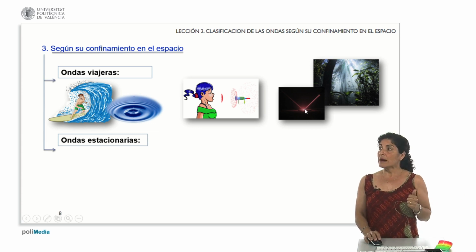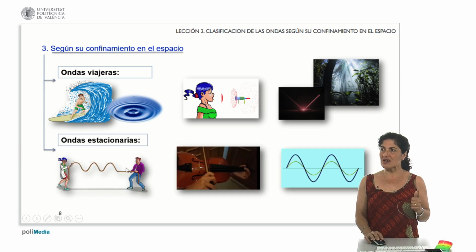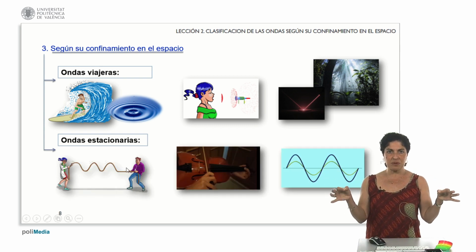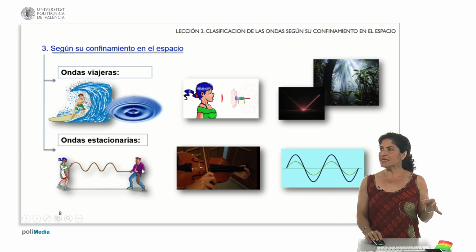You could have light emitted by a laser, or light reaching deep into a forest from the sun. And standing waves are a type of waves that are confined to a certain area of space. Standing waves. We would have them, for example, in this case, if Amanda is producing beats that are going to reach J and are going to be confined in this zone of the string, or as in this case, the standing waves produced in the strings of the viola.